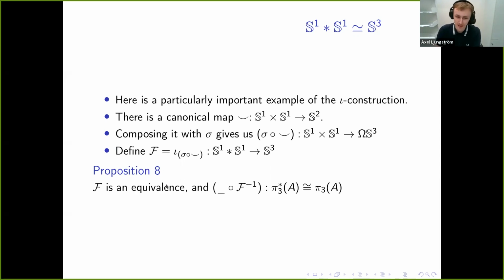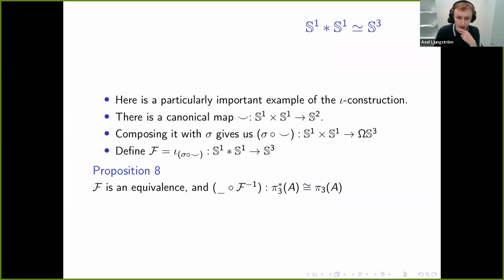So the proposition is that F is an equivalence, and composition by F inverse is what gives you the isomorphism between the strange homotopy groups that I just defined and the original homotopy groups. Well, for 3. And what else did I want to say about this? Yeah, so it's well known that this equivalence holds, but it's very nice describing this equivalence in this way because it really builds it up from very simple functions. It makes it much more manageable, which we will see later.